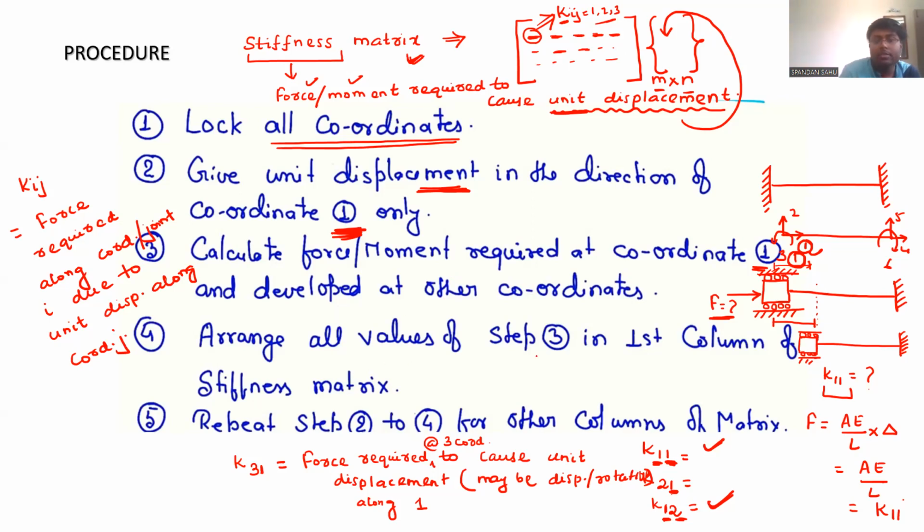Now you have to arrange all those values of step 3 in the first column of the stiffness matrix. So now tell me, K11, K12, K13, K14. I am writing a 4 cross 4 stiffness matrix. If the stiffness matrix is of the order 4, then what is the KI of the structure? KI of the structure is 4.